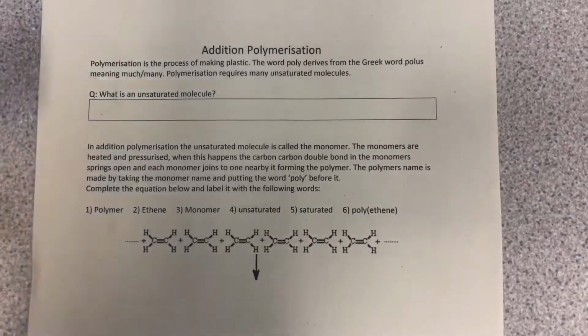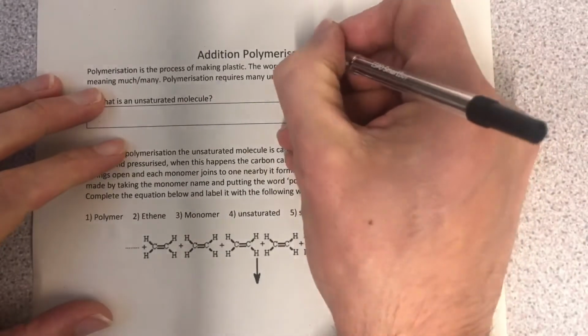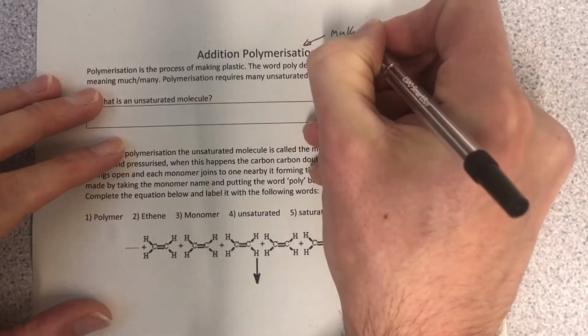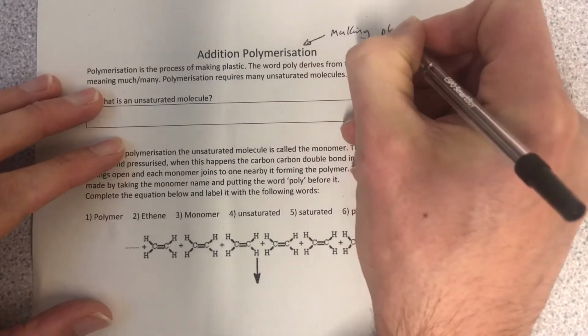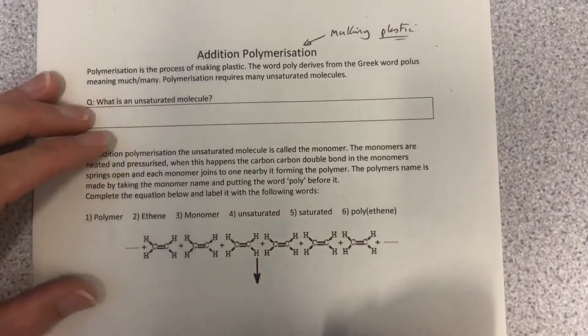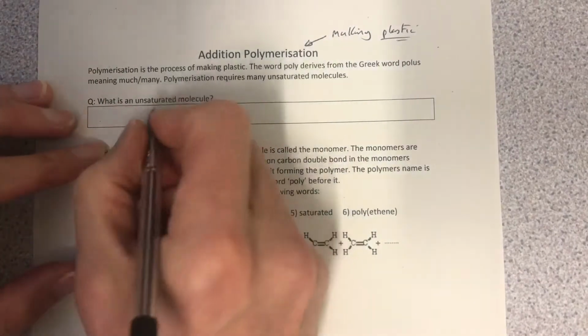This video is about addition polymerisation. Polymerisation, basically, in simple terms, making plastic. Okay, so plastic comes from polymerisation. Okay, making plastic. Now, the raw material for making plastic, in addition polymerisation, is an unsaturated molecule.